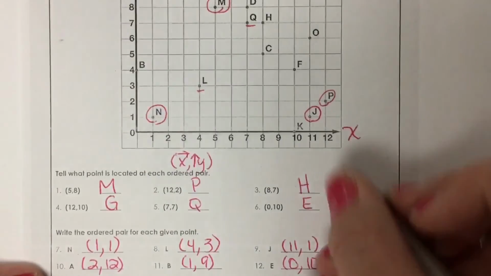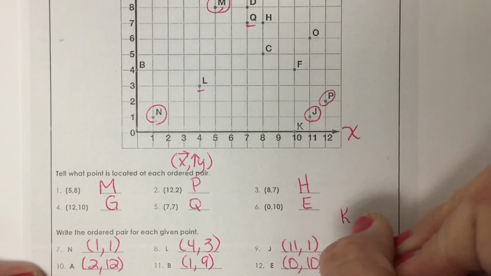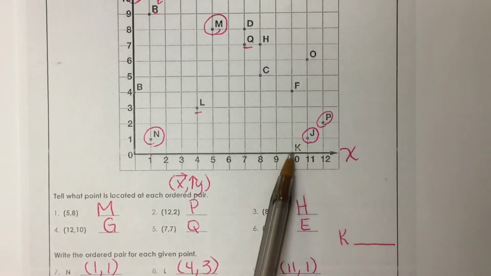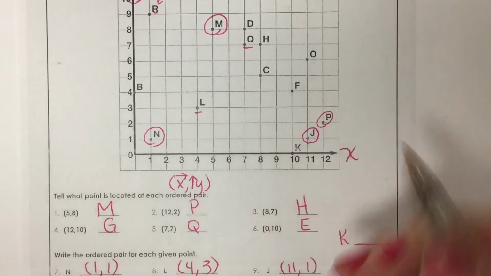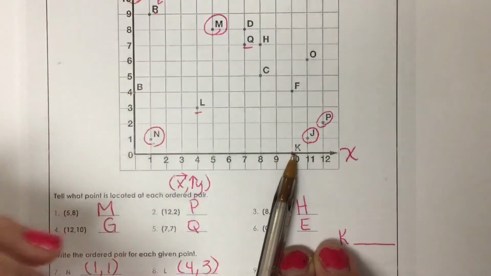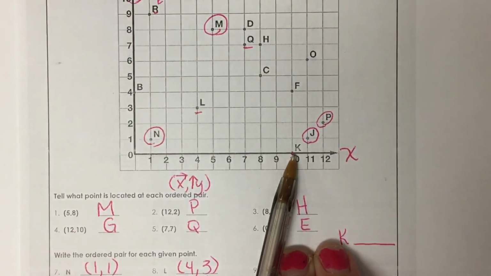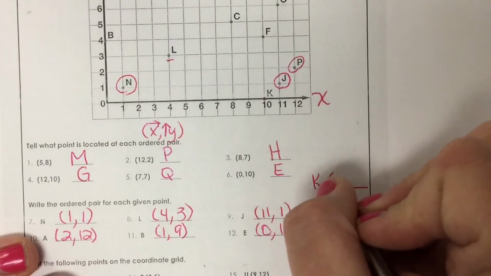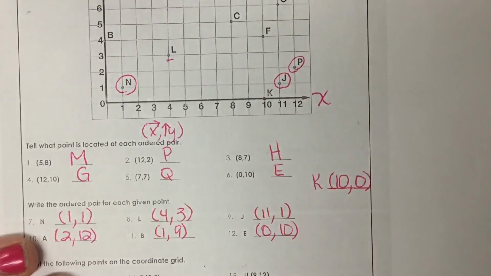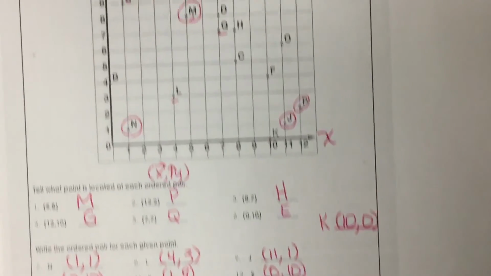Okay, this one is not a question, but let's do K. What's the ordered pair for K? All right, so here's K right here on this line. So I'm going to go over 10, but I'm not going up anything on the y-axis. I'm staying right here. So we went over to 10, but then we didn't go up any, so it's 10, 0.